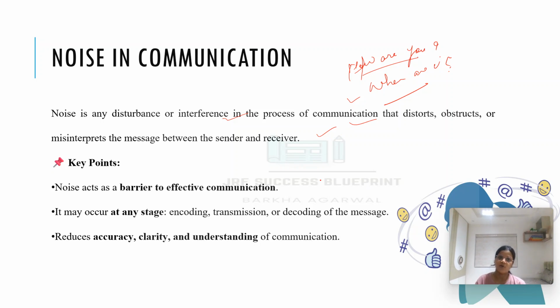Now, coming to the key points of noise in communication, noise acts as a barrier to effective communication. If there is noise, it's obvious there will be a barrier to communication. It occurs at any stage: encoding, transmission, or decoding of the message. So, this is a very important point. In UGC NET they can ask you at which stage of communication noise takes place. They will give you some options, and you have to choose among those. It reduces accuracy, clarity of the message, and understanding of the communication. These are easy words, I hope you will be able to understand.